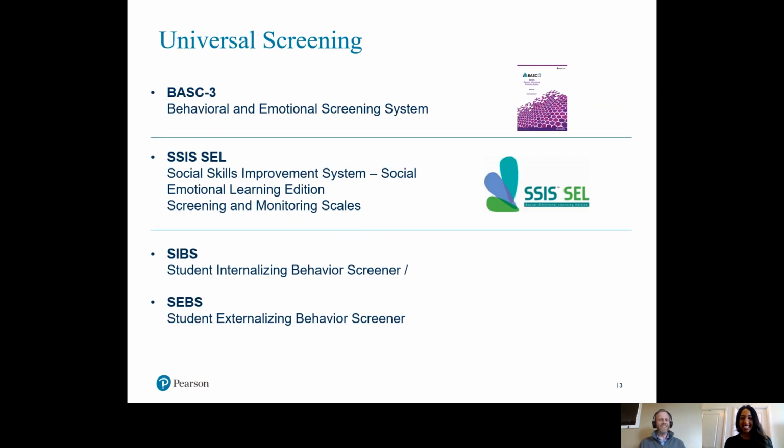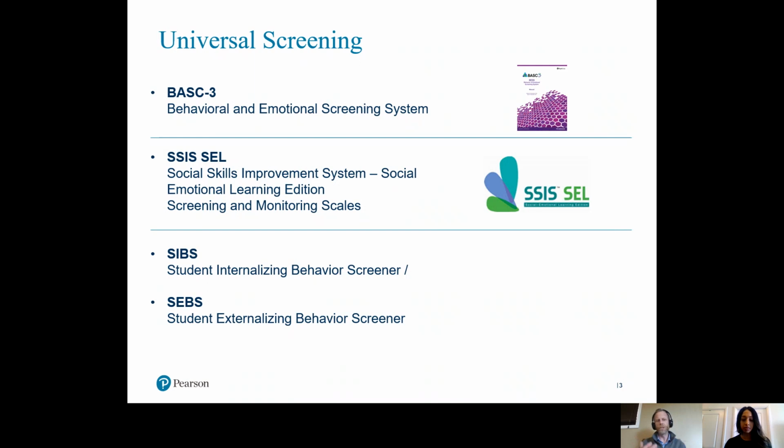And so the one area that we wanted to share more information about is around the universal screening. Right now, I'm just going to take the time to briefly highlight what the screeners are, because these are gold standard, validated, highly reliable tools that have been in the field for many years and are very reputable, standardized assessments.